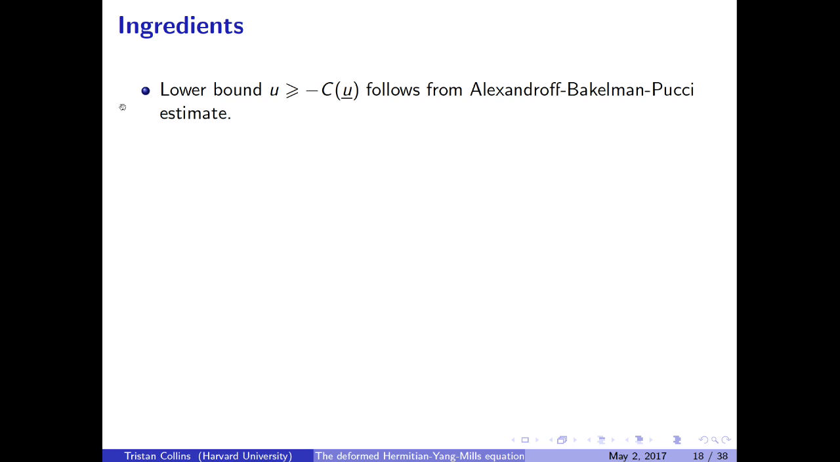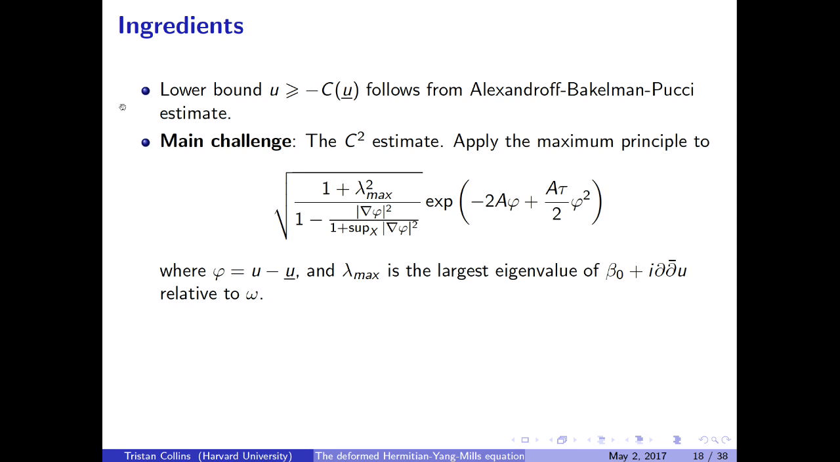So there are sort of three estimates that you need to prove. You need to prove C0, C1, and C2. After that, you can use this sort of general theory of elliptic PDEs. So the C0 bound follows from the Alexandrov-Bakelman-Pucci estimate. The C2 bound is really the hard one. So for the C2 bound, we have to apply the maximum principle to a pretty complicated quantity.